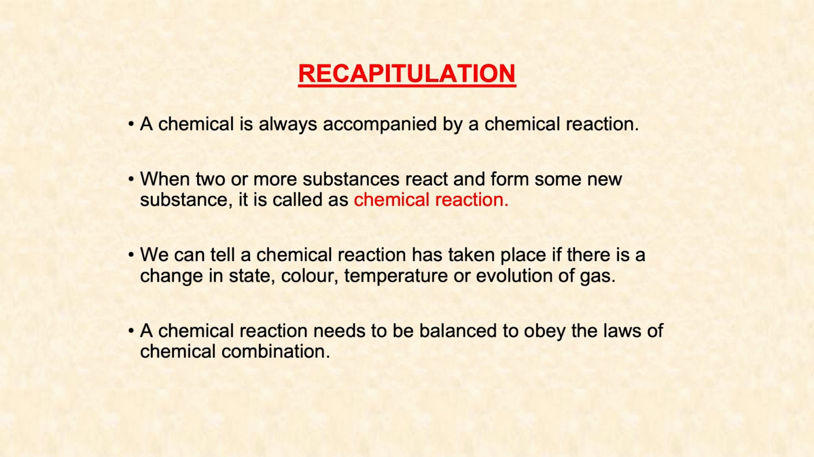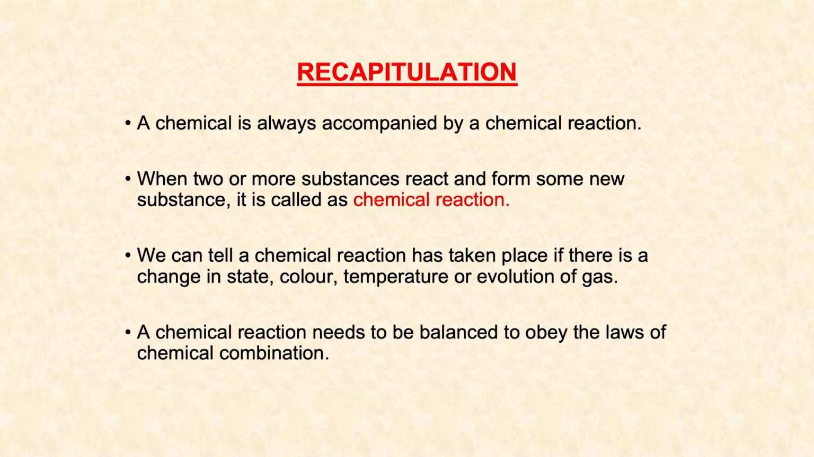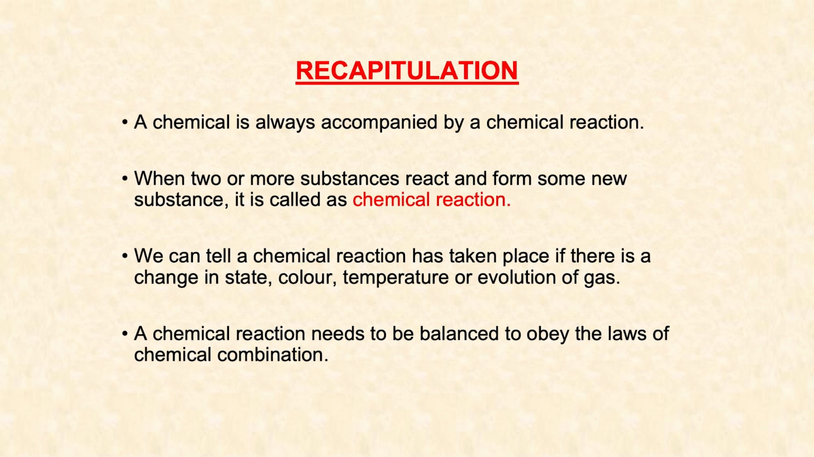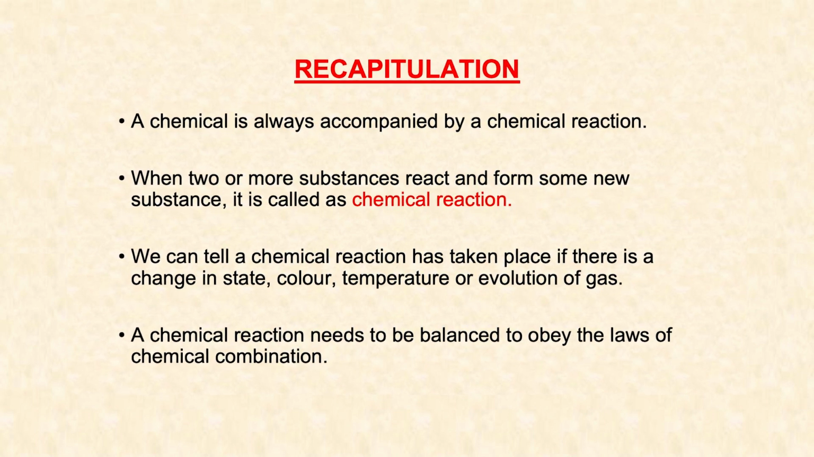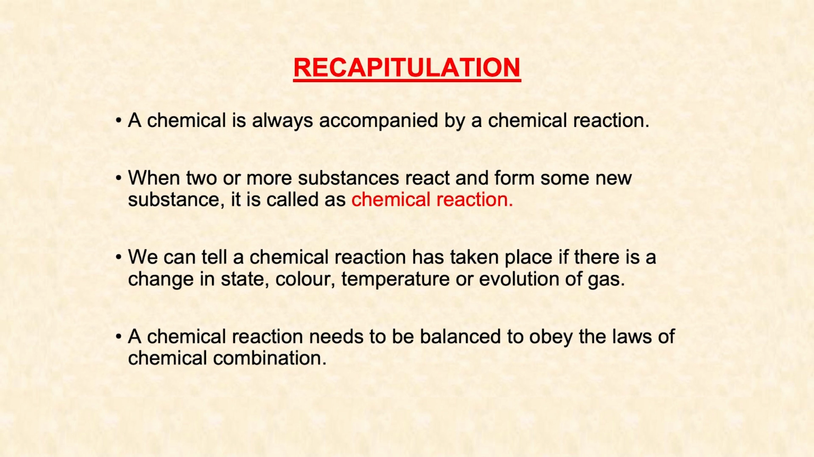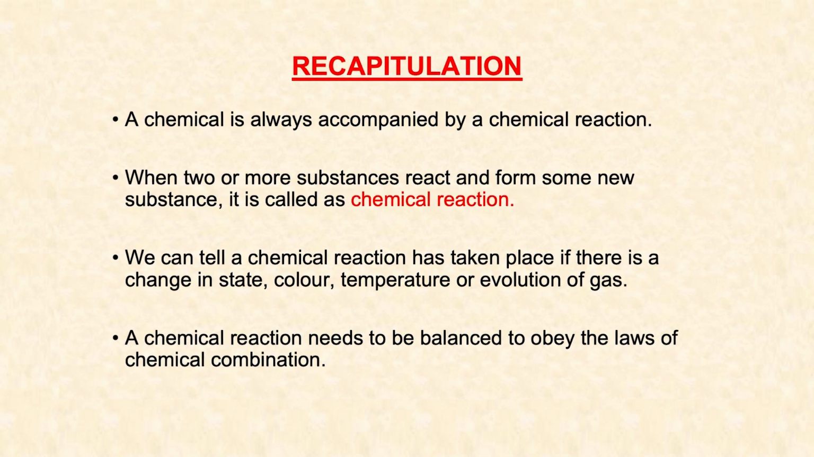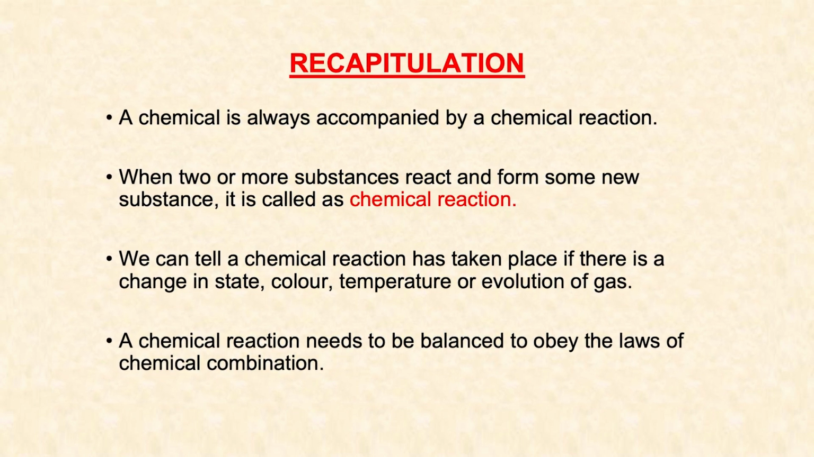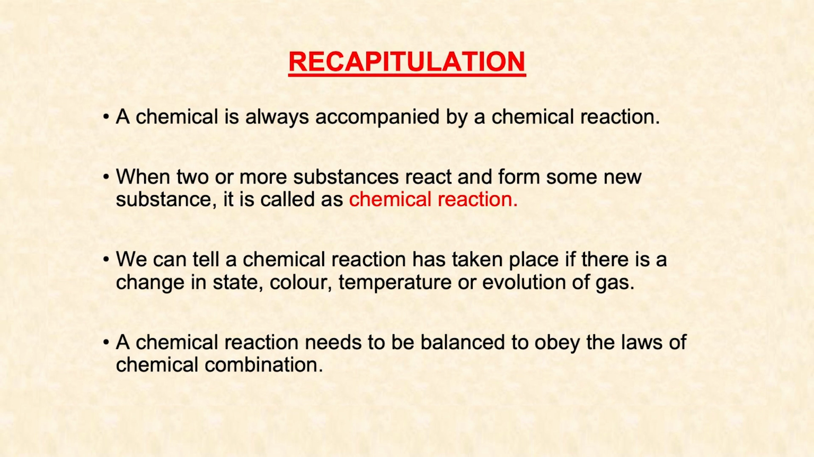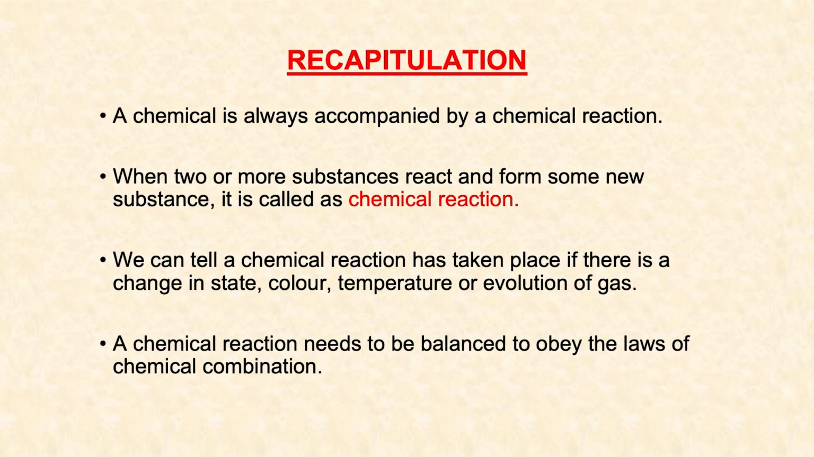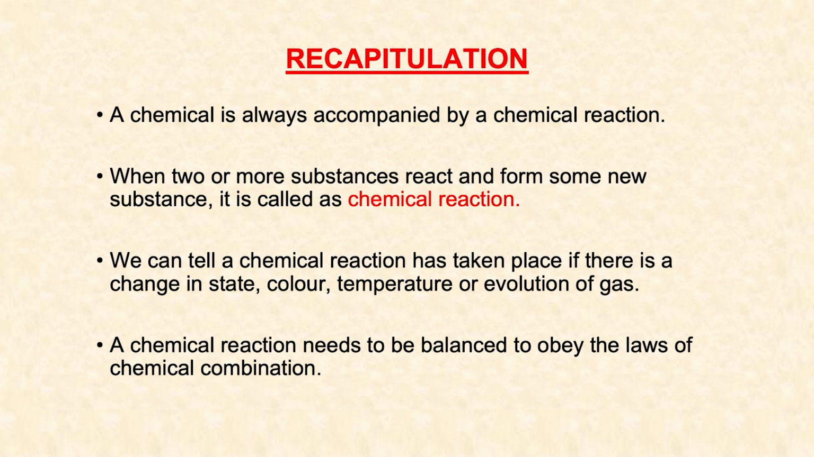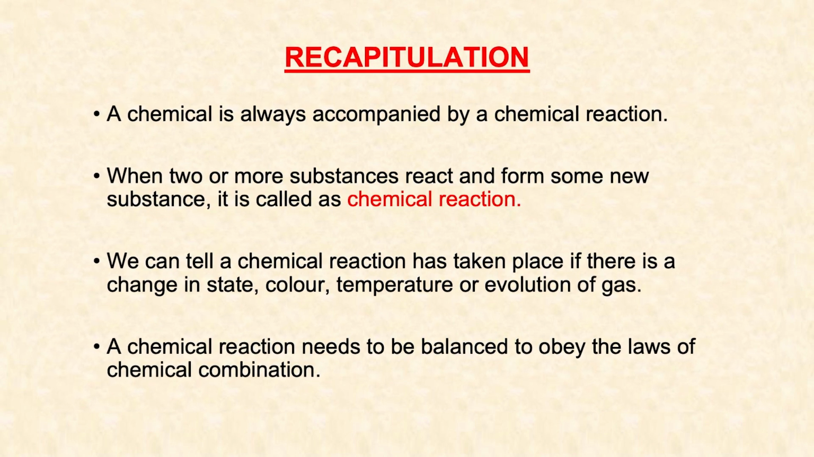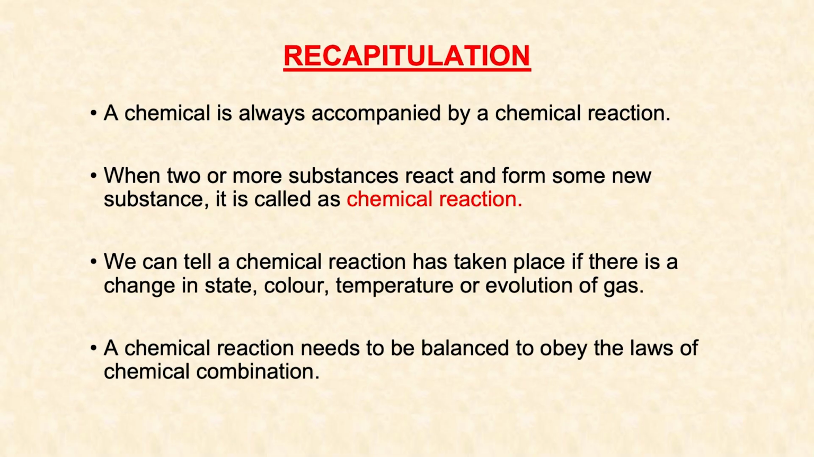We can tell a chemical reaction has taken place if there is a change in state, change in color, change in temperature, or by evolution of a gas. We represent a chemical reaction using symbols of the reactants and products, and this representation is called chemical equation. A chemical equation needs to be balanced to obey the laws of chemical combination. It's time for an assignment now to practice and solidify the concepts further.